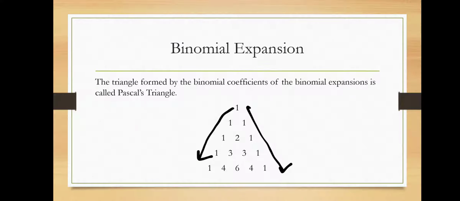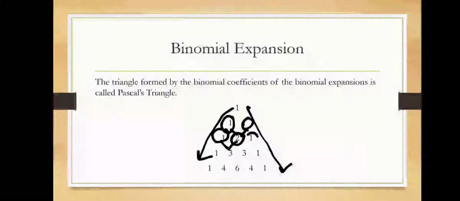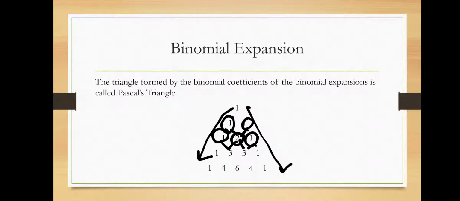If you see this 1 and this 1, if you add, it gives you 2. This 1 and this 2, if you add, it gives you 3. This 2 and this 1, if you add, it gives you 3. This 1 and this 3, if you add, it gives you 4. This 3 and this 3, if you add, it gives you 6. And again, this 3 and this 1, if you add, it gives you 4.